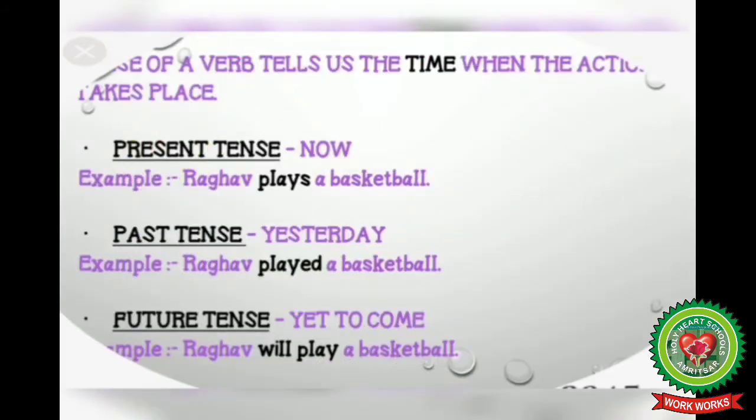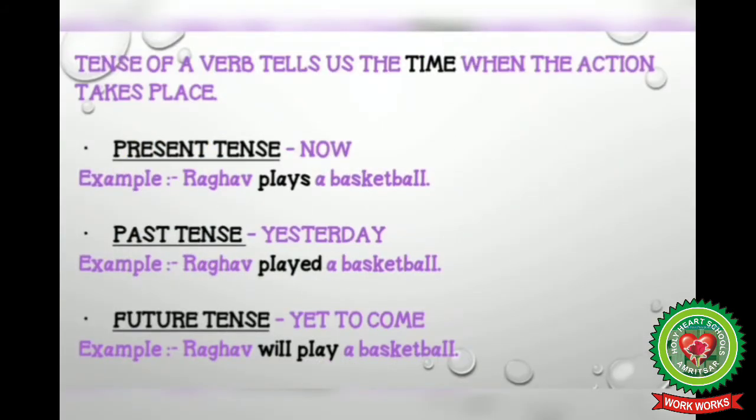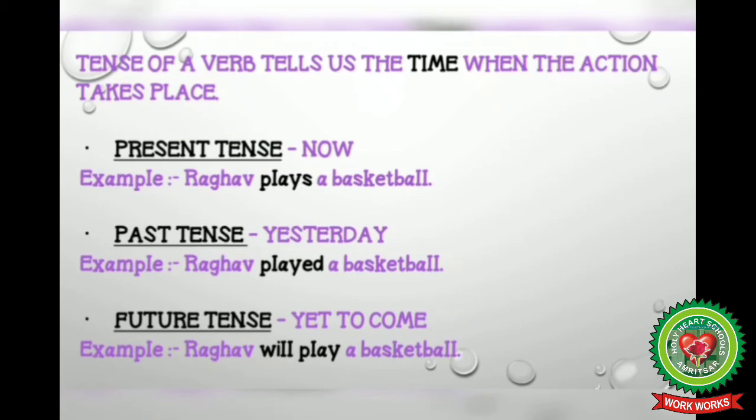Now the question arises, what is a tense? Tense of a verb tells us the time when the action takes place. As now indicates present tense, means an action takes place in the present. For example, Raghav plays a basketball. Now plays indicates that an action takes place in the present. That is, Raghav is playing a basketball now.